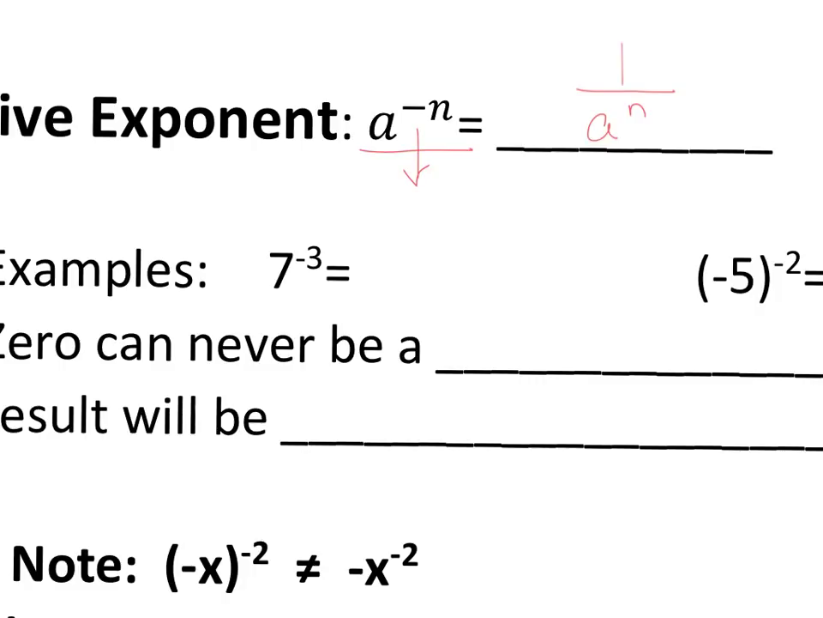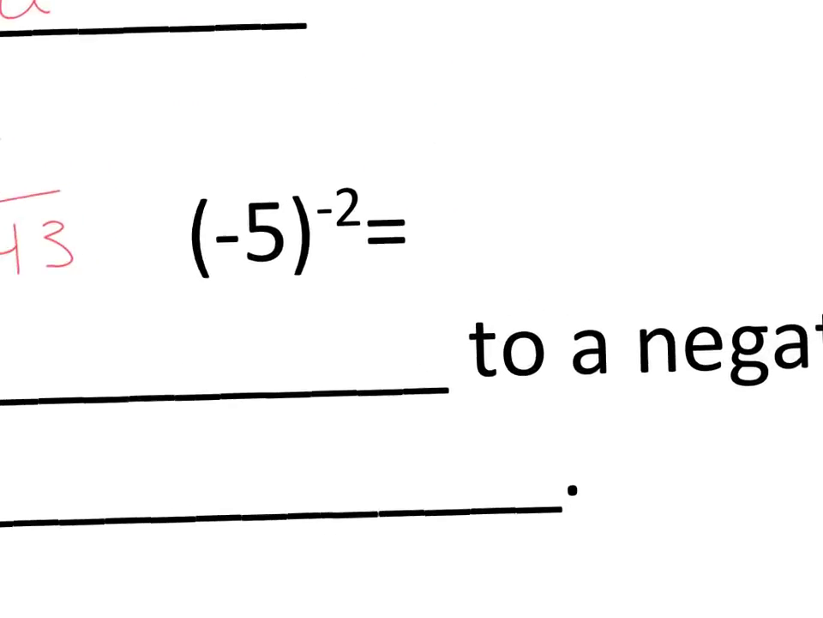So let's take a look at this one. So example, 7 to the negative 3. So it means that we're going to drop this guy down to the bottom and get 1 over 7 to the 3rd. Now, I would expect you to be able to take 7 times 7 times 7 and come up with that would be 1 over 343. Okay, look at the next one.